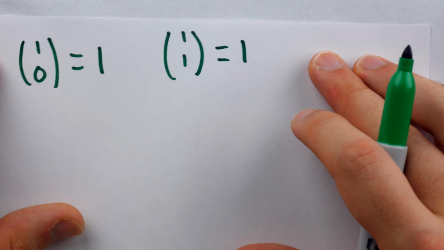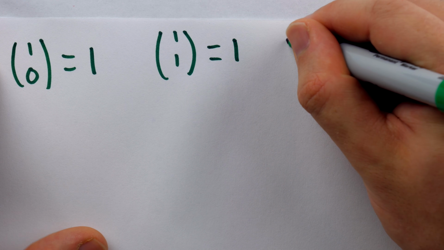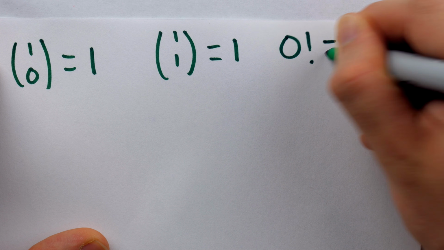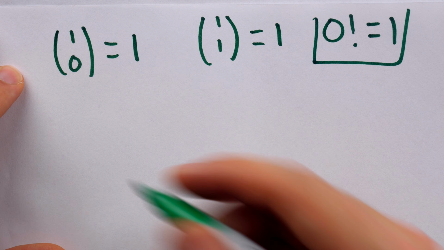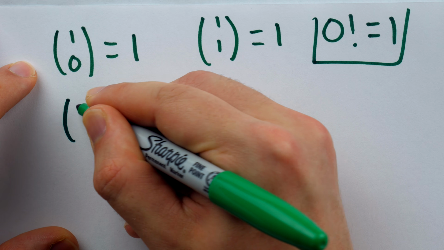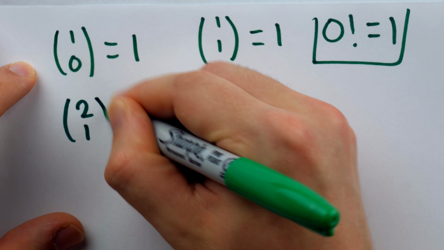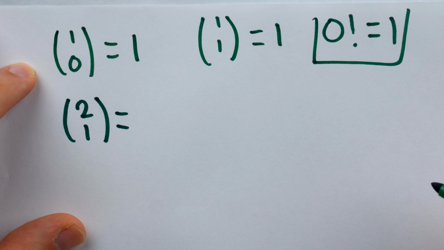There's only one choice. It's relevant to both of these computations that 0 factorial is defined to equal 1, so make sure you keep that in mind. A couple other small examples you could use the formula to check. How many ways are there to choose 1 object from a collection of 2?